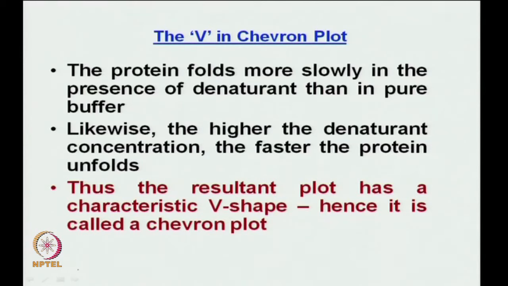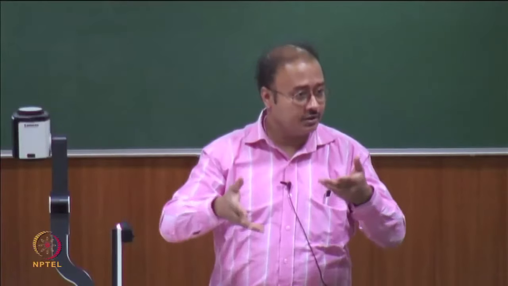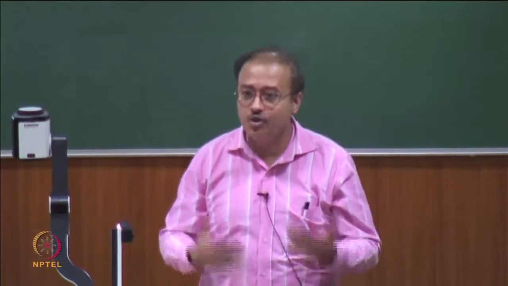Thus, the resultant plot would look like a V, and hence it is called a chevron plot. This is a V shape. So, this is how it comes. You are looking at k_u, looking at k_f, and that essentially tells you why you are getting a V shape.